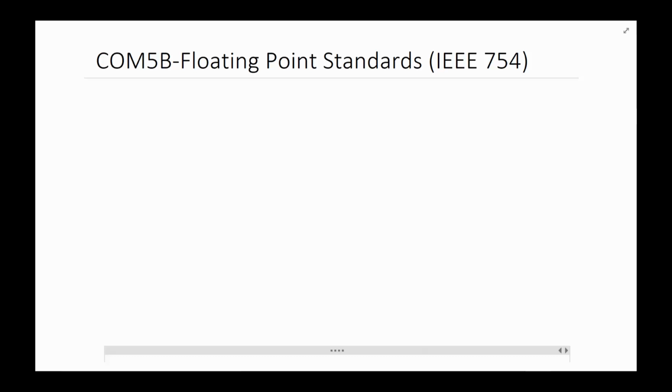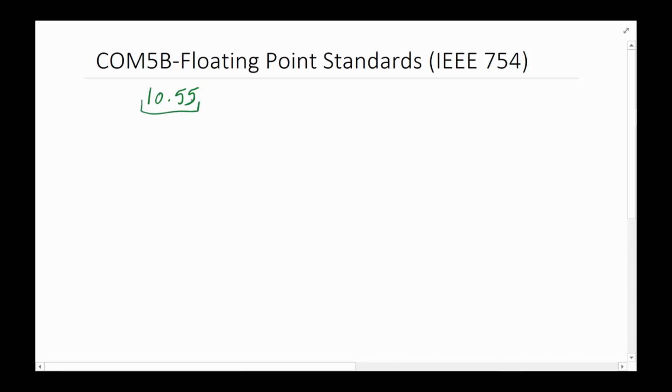In this video, we're going to talk about floating points. When we are dealing with solving a problem, more often than not, we need to deal with real numbers, 10.55 or whatever else. So the question is, how is this number stored in computers?